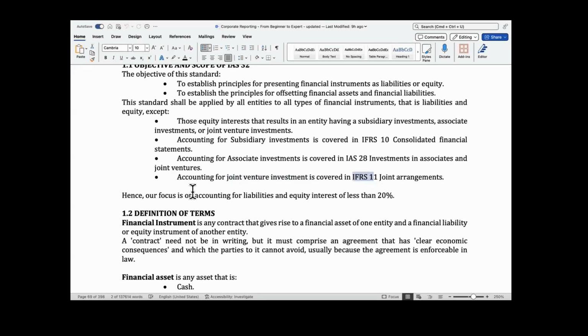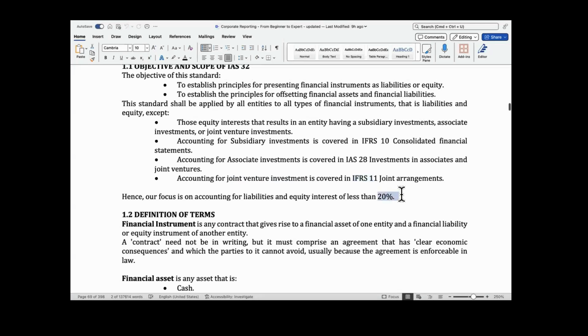Our focus for tonight is how to account for liabilities and equity instruments of less than 20%. Equity instrument of less than 20%. How do you account for such investment? That is what IAS 32 and IFRS 9 looks at.